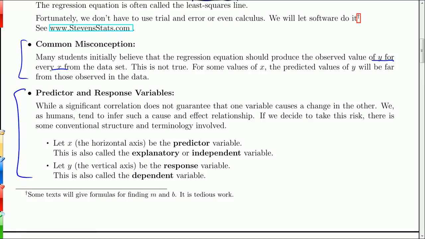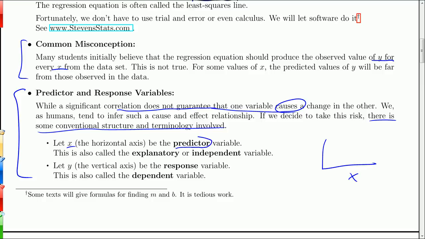Predictor and response variables. Again, while correlation does not guarantee a causative relationship, we as humans tend to infer such a cause and effect relationship. And if we decide to do this, there is some conventional structure and terminology involved. The x-axis down here should be the predictor variable. It is also called the explanatory variable or the independent variable. And the y-axis, the vertical axis, is called the response variable. So this is really the cause, and this is the effect.